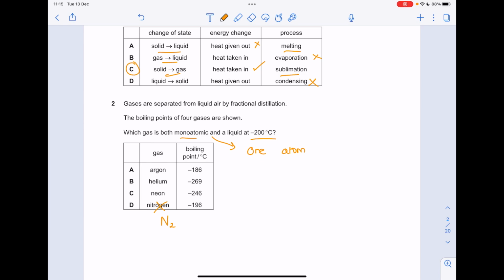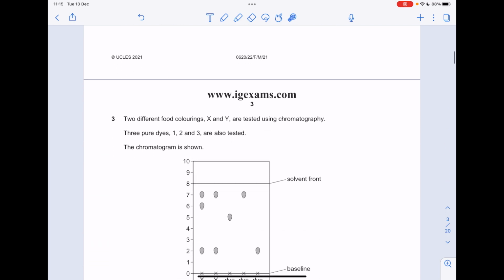Then we need to consider the other 3 options, which are all noble gases, which is why they are all monatomic. Let's think about the boiling point. We need a liquid at minus 200 degrees Celsius. When the temperature increases to minus 186 degrees Celsius, argon turns into a gas, but when it's colder at minus 200, it's still a liquid, which is why A is the answer here. Both helium and neon would have been gases way before minus 200 degrees Celsius.